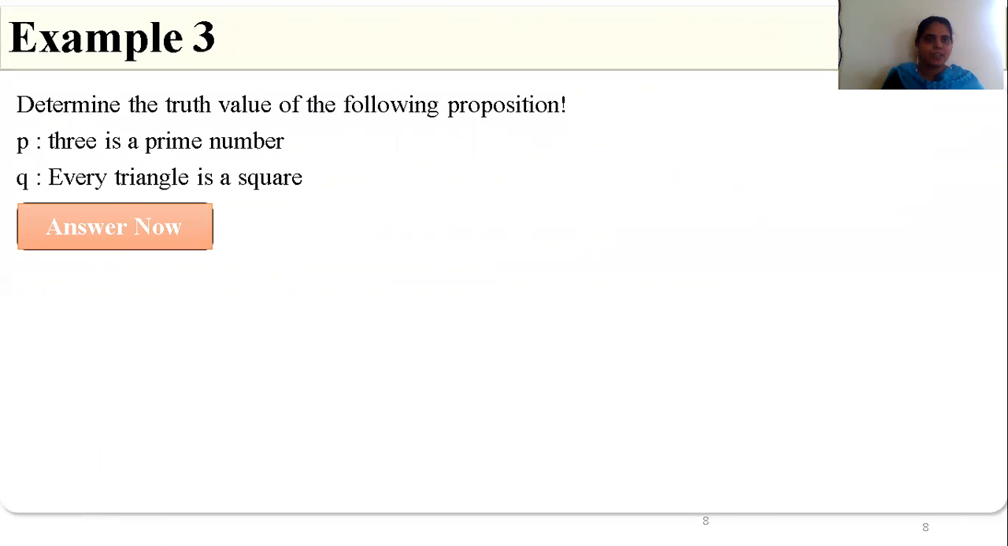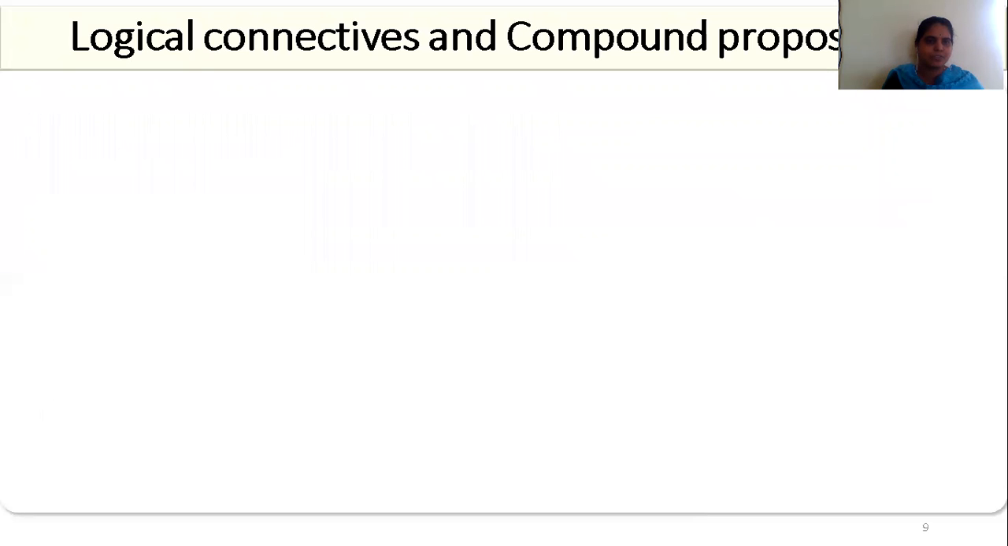Similarly, again we need to determine the truth value for this one. 3 is a prime number and every triangle is a square. First one, truth value of P: 3 is a prime number, but every triangle is not a square, so the truth value of Q is false.